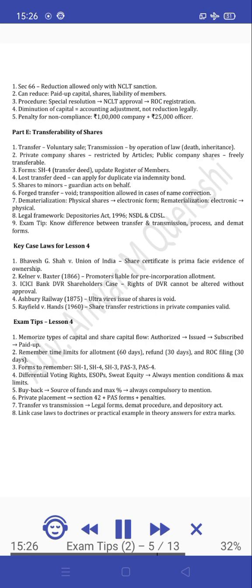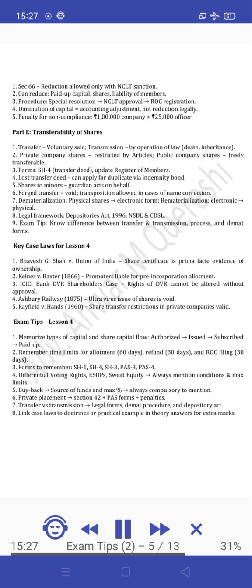1. Bhavesh G. Shah vs. Union of India. Share certificate is prima facie evidence of ownership. 2. Kellner vs. Baxter 1866. Promoters liable for pre-incorporation allotment. 3. A CC Bank DVR shareholders case. Rights of DVR cannot be altered without approval. 4. Ashbury Railway 1875. Ultra vires issue of shares is void.